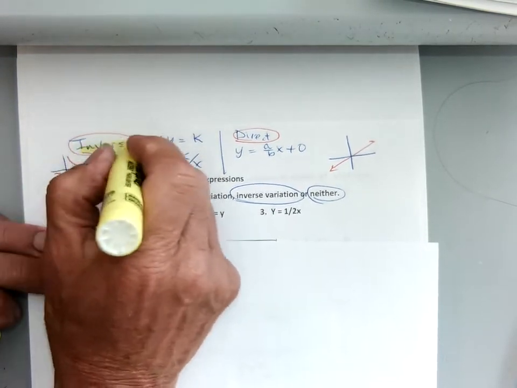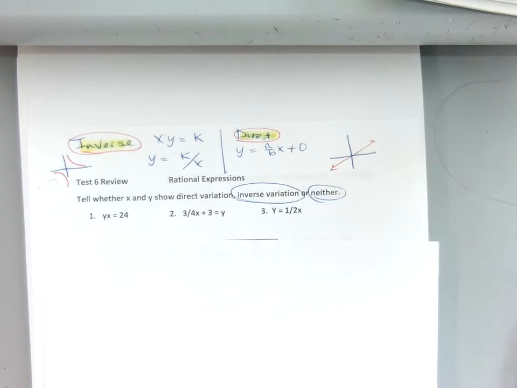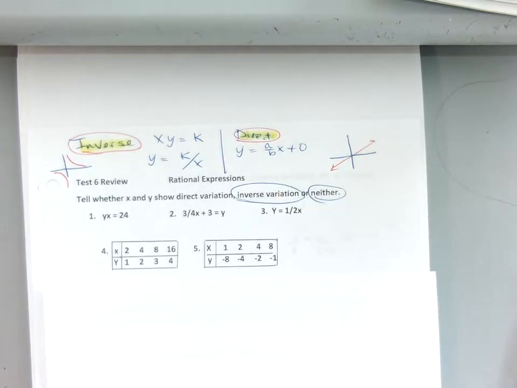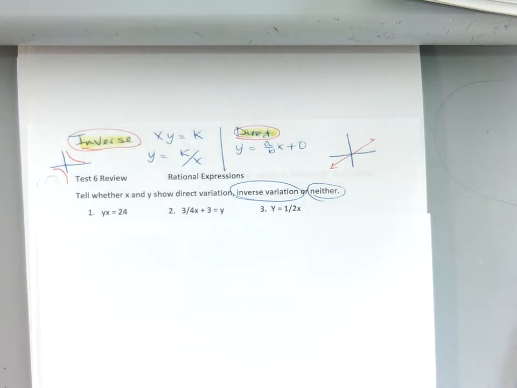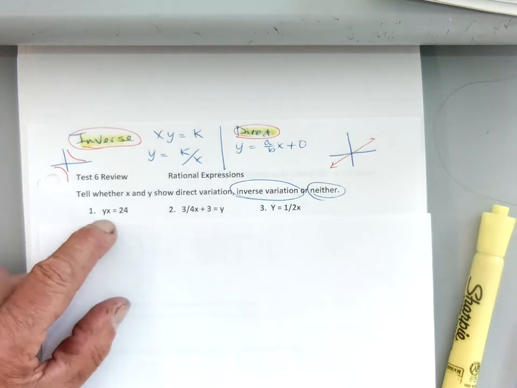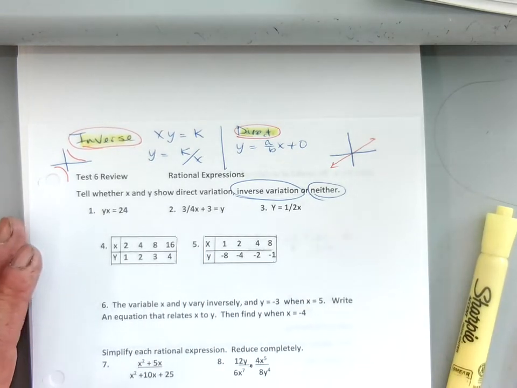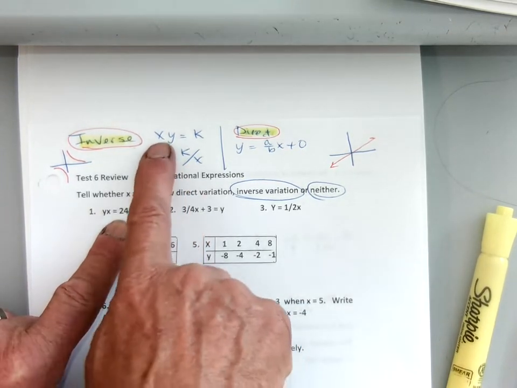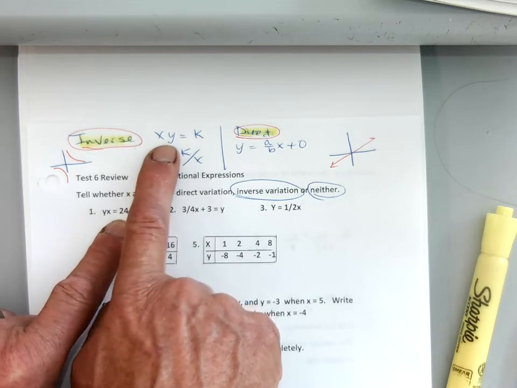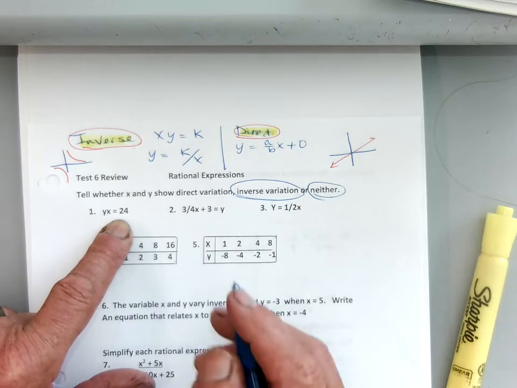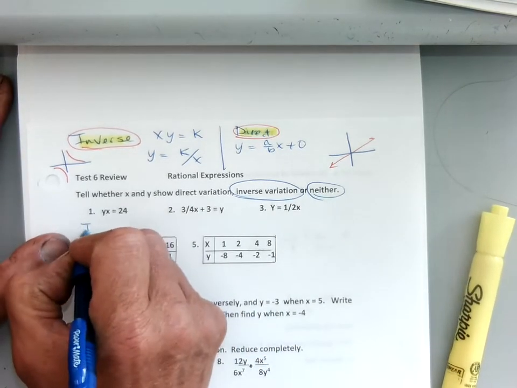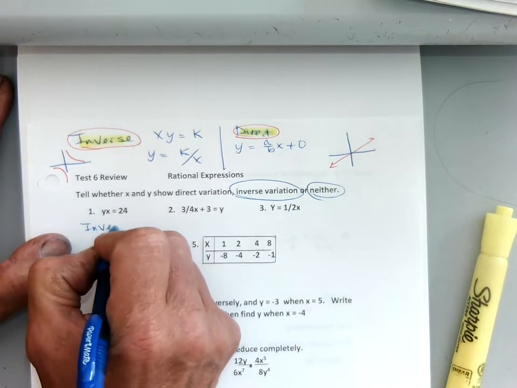Now, if I take a look at these next few graphs and equations, I'm going to try and figure out which one it is, okay? So number one, x times y equals 24. Well, sure matches up to this one. X times y equals some number. X times y equals 24. This one has to be an inverse variation.